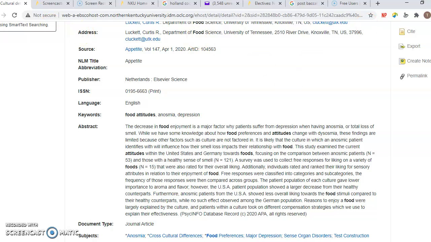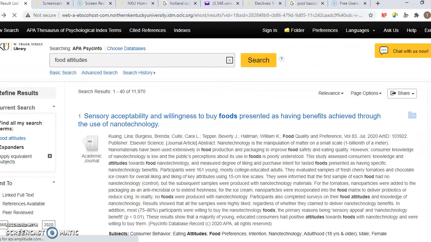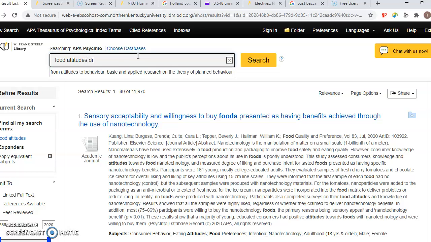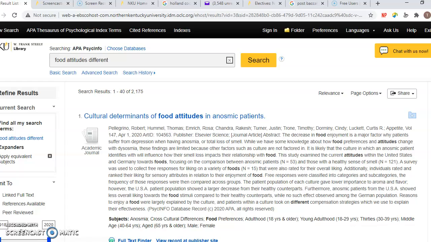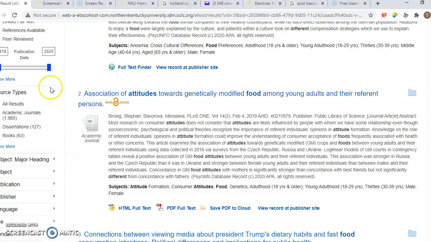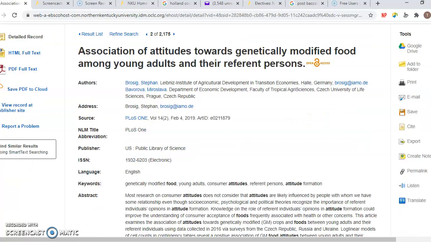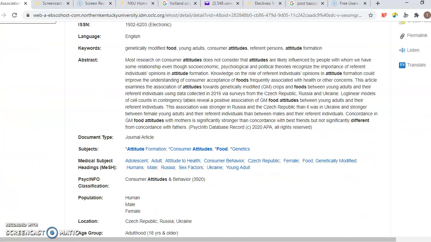The second one, I just went back up here. First I had typed in food attitudes, then I did something different. Still, that first one popped up, of course, and this one I got my second one. I was just looking, with nothing in mind besides food attitudes, the topic. For this one, I used the same research techniques, just a different word, which is food attitude different. The other one was just food attitudes. So, two different search techniques.